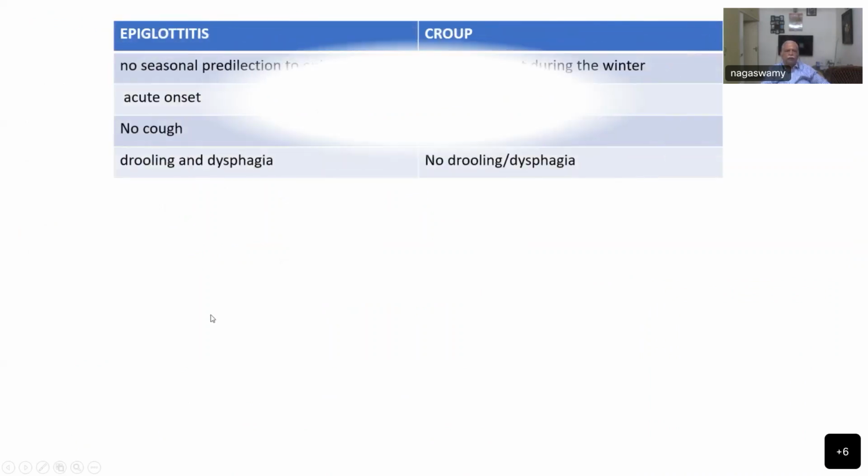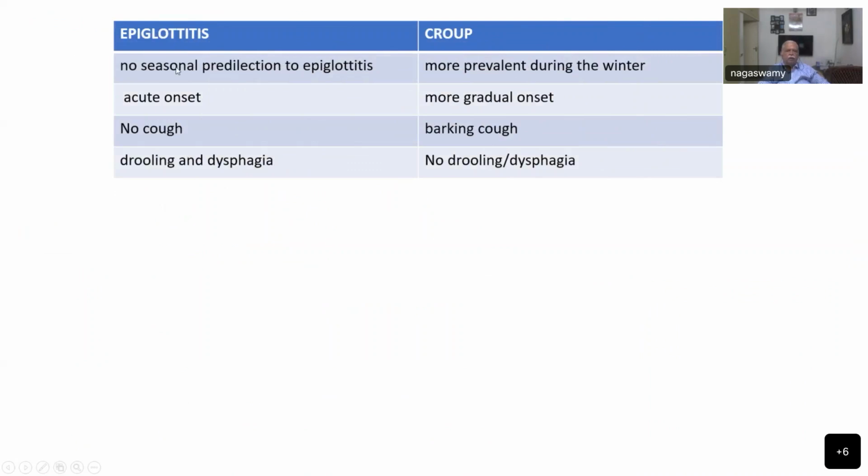So this is a comparison between epiglottitis and croup. No seasonal predilection. This is more common in winter. Croup is more common in winter. This is more acute. This is more gradual. In epiglottitis, there is no cough at all, whereas in croup, there is always a barking cough. And drooling and dysphagia are very common, whereas in croup there is no drooling or dysphagia. So these two important facts: no drooling, no dysphagia, barking cough, think of croup. No cough, drooling, dysphagia, think of epiglottitis.